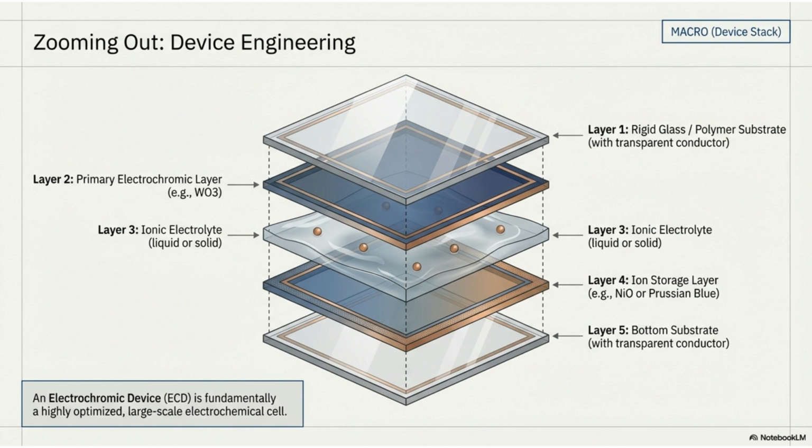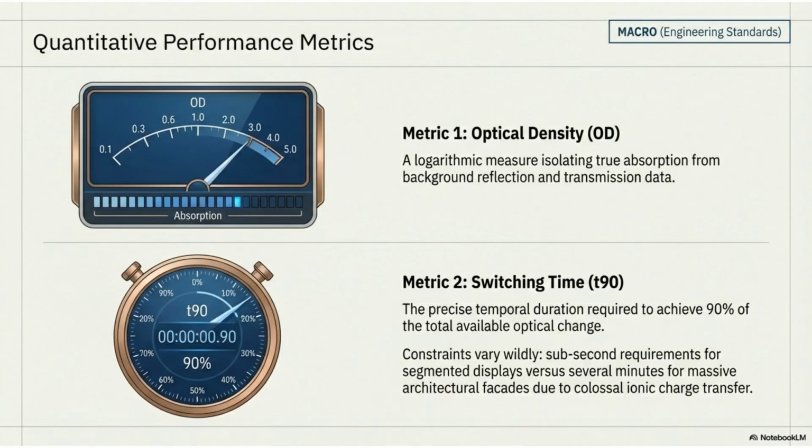An electrochromic device is a highly optimized, large-scale electrochemical cell. Key layers include the substrate, primary electrochromic layer, ionic electrolyte, ion storage layer, and bottom substrate. Quantitative performance metrics for electrochromic devices include optical density, a logarithmic measure of absorption. Another metric is switching time, which measures the duration required to achieve 90% of the total available optical change.